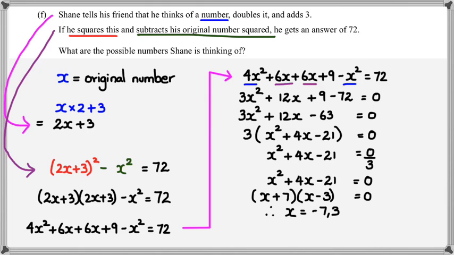Now guys, if you don't remember how to do this, refer back to the earlier videos. But these are the two numbers. Now go to the third line of the question. It says, what are the possible numbers Shane is thinking of? The possible numbers that he's thinking of are negative 7 and positive 3. Those are the two numbers that he's thinking of.